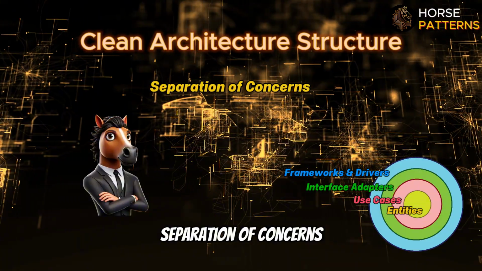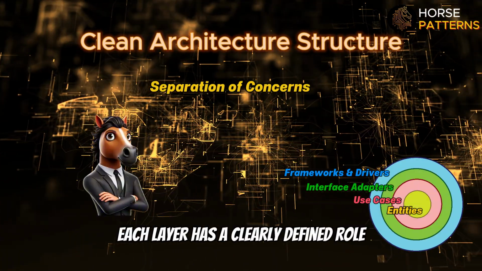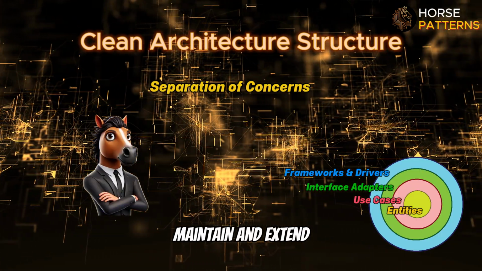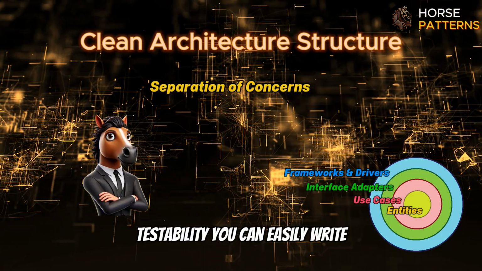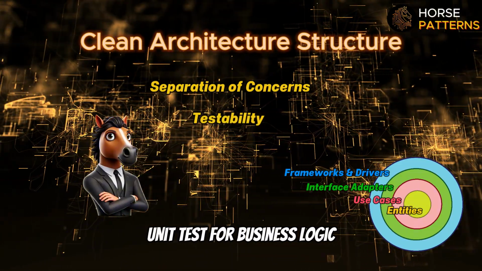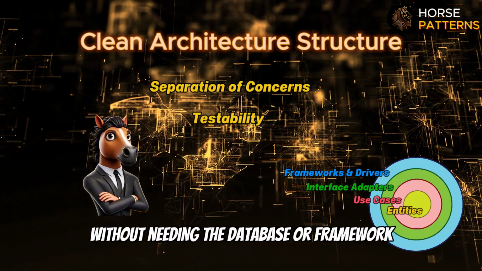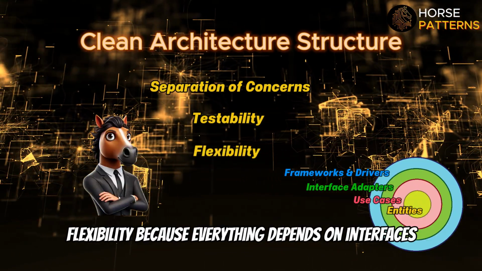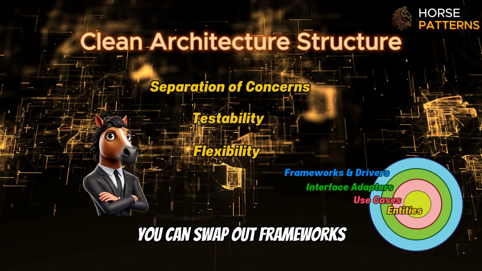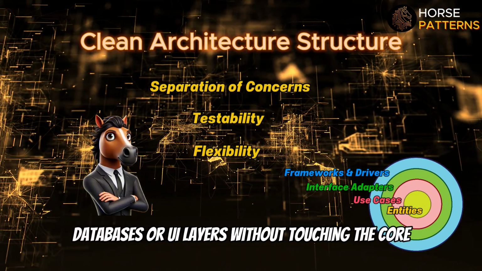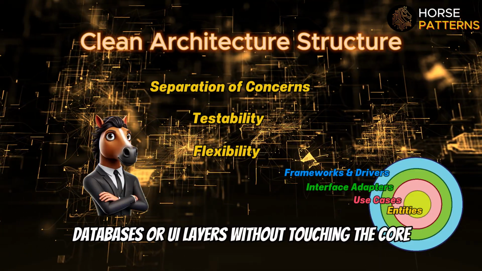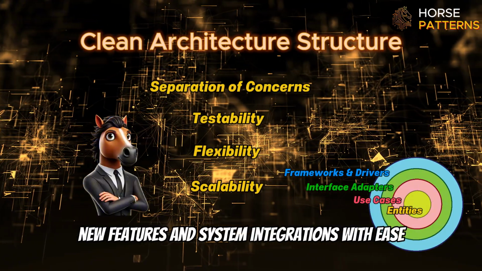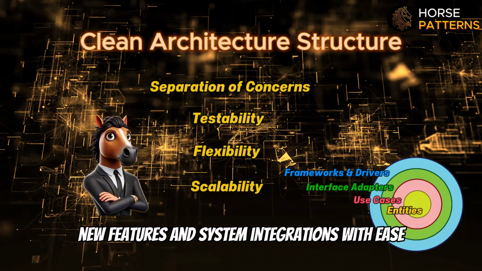Separation of concerns. Each layer has a clearly defined role, making the system easier to understand, maintain, and extend. Testability. You can easily write unit tests for business logic without needing the database or framework. Flexibility. Because everything depends on interfaces, you can swap out frameworks, databases, or UI layers without touching the core. Scalability. The structure supports future growth, new features, and system integrations with ease.